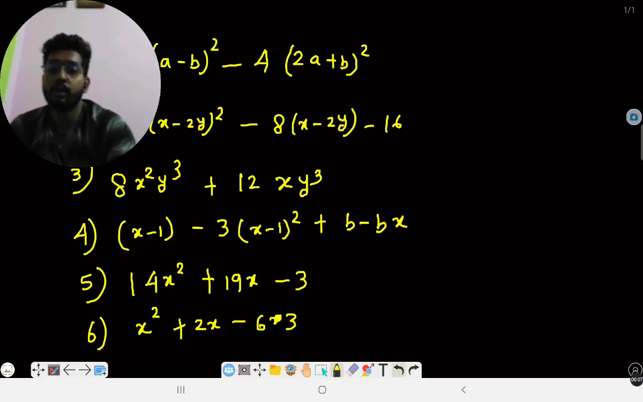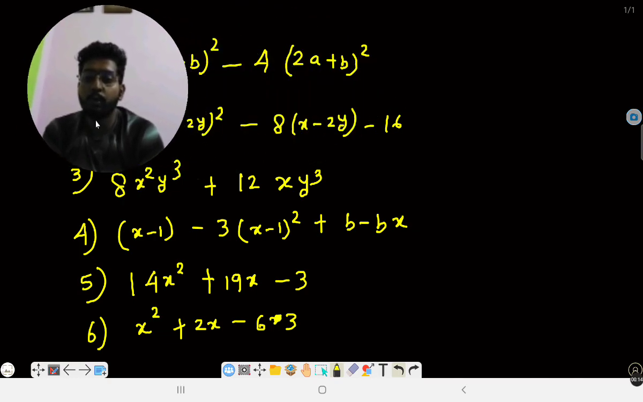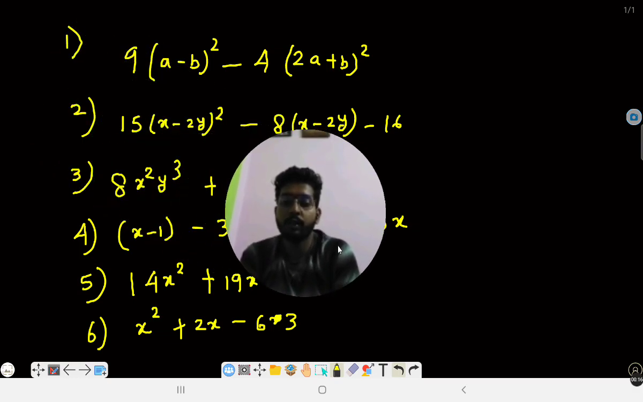Today we'll discuss the topic of factorization. So there are some problems that we'll solve. There are six problems we'll solve.